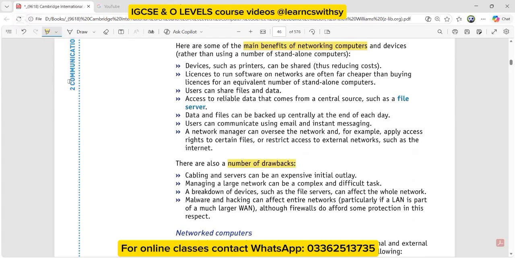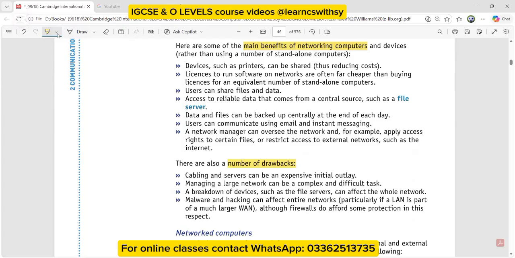The main thing is, why do we create a network? We create a network because we want to connect the printers, we want to connect the devices, we want to share the data and the files, we want to access the data that is stored in a file server, and since the data is backed up, it can be accessed by everyone, and we don't have to worry at all about backing up the data. And then another very important advantage of networking is communication.